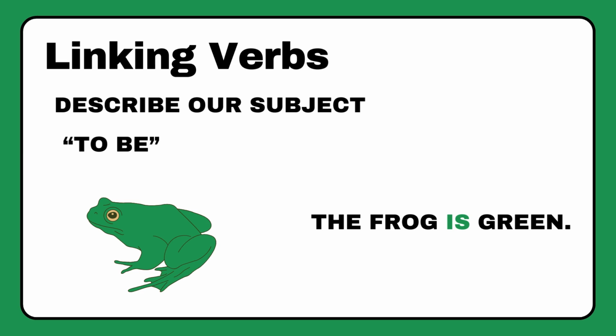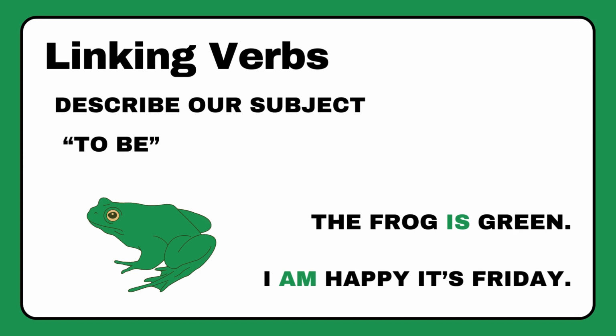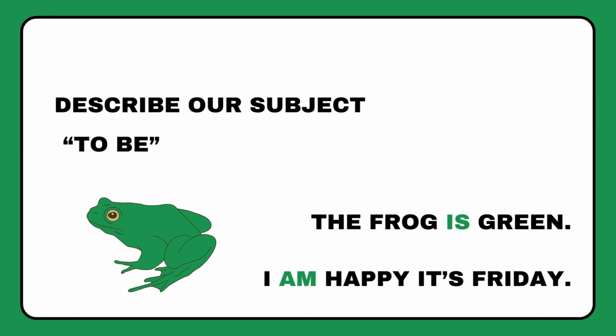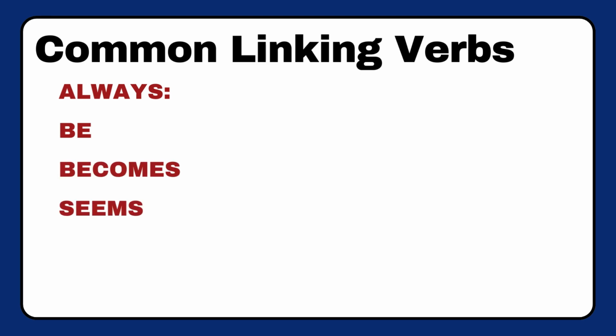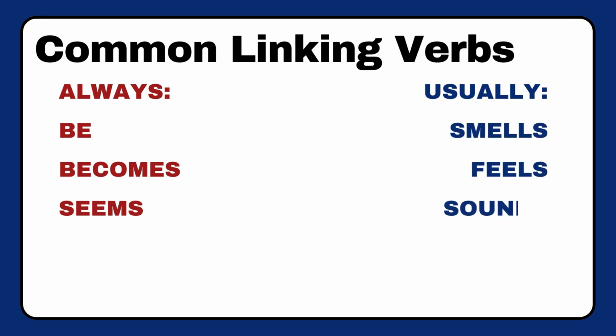Is the linking verb here. I am happy it's Friday. Am is the linking verb. The 3 verbs that are always linking verbs are be, becomes, and seems. Other common linking verbs are verbs that describe a sense, like verbs like smells, feels, sounds, looks, and tastes. These are all linking verbs.